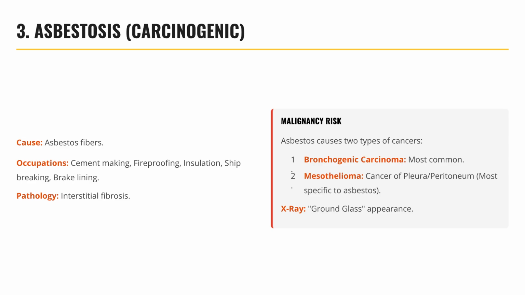Asbestosis, caused by asbestos fibers, is carcinogenic and involves interstitial fibrosis. It leads to bronchogenic carcinoma, the most common type, and mesothelioma, which is highly specific to asbestos exposure. The X-ray shows a "ground glass" appearance.